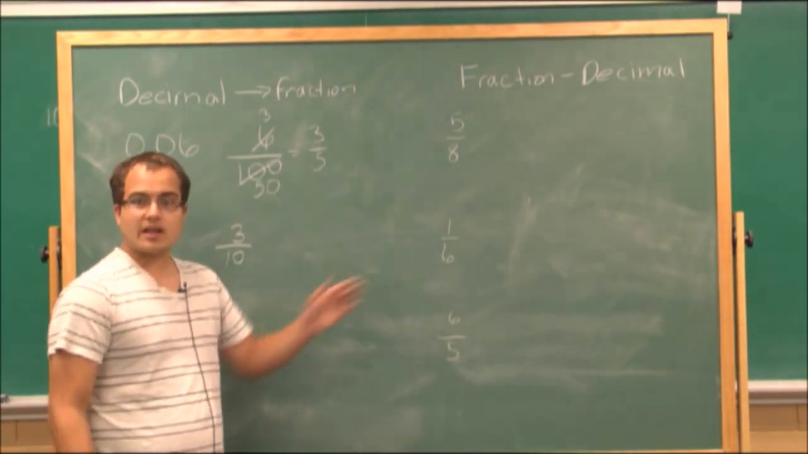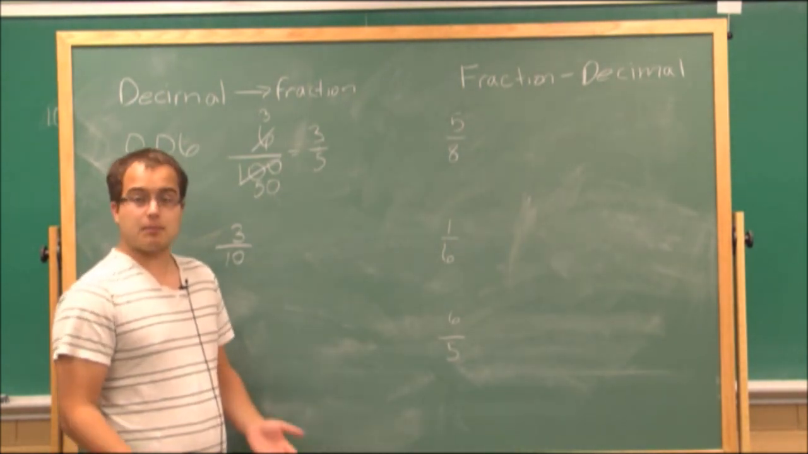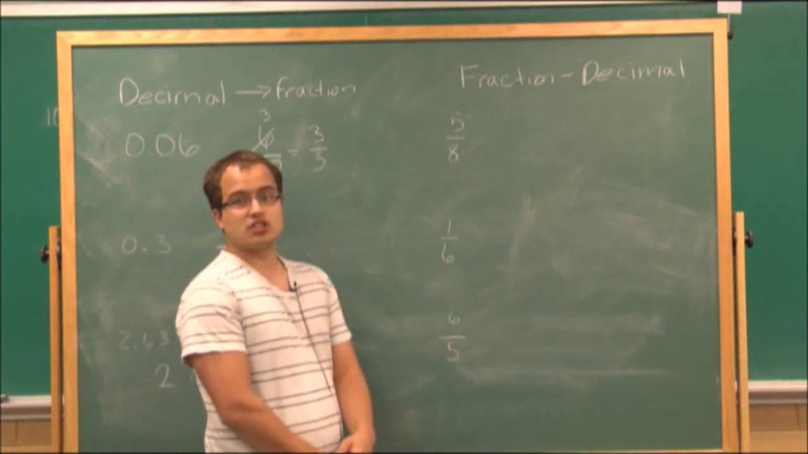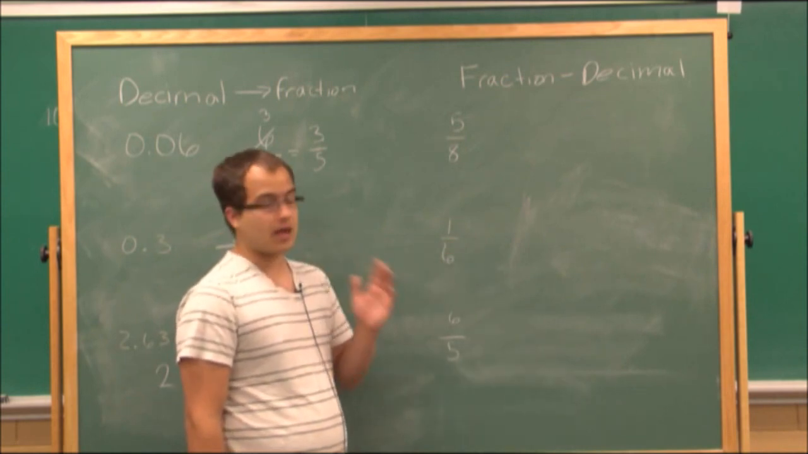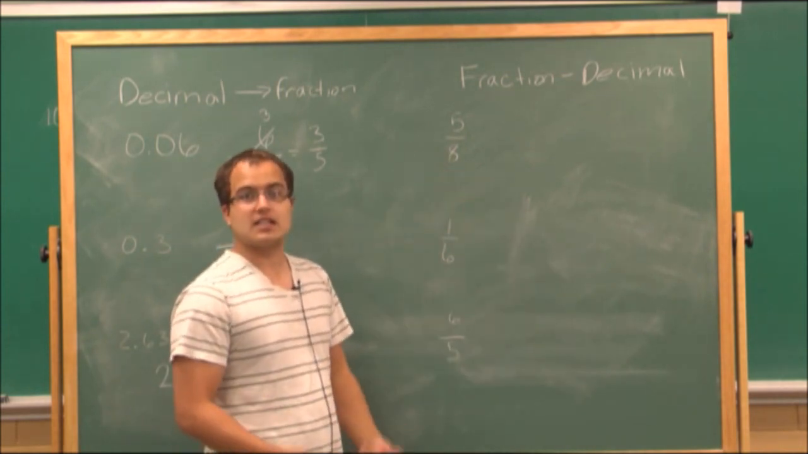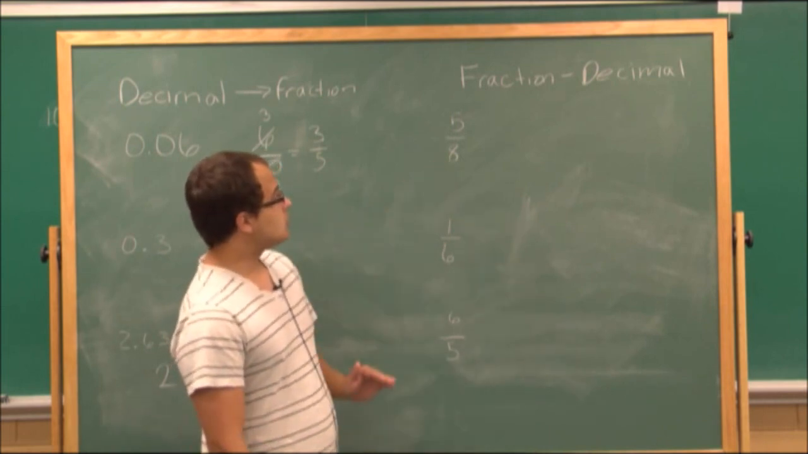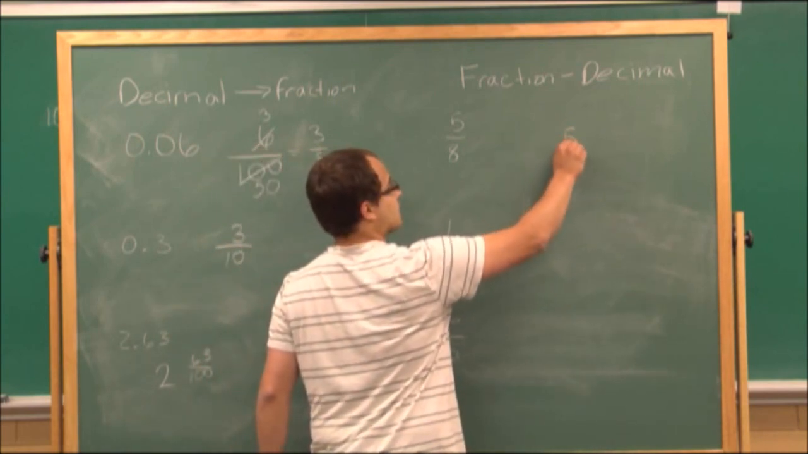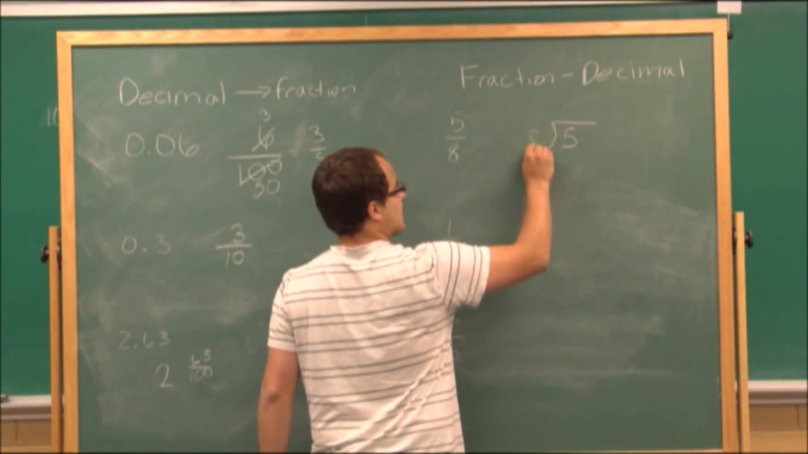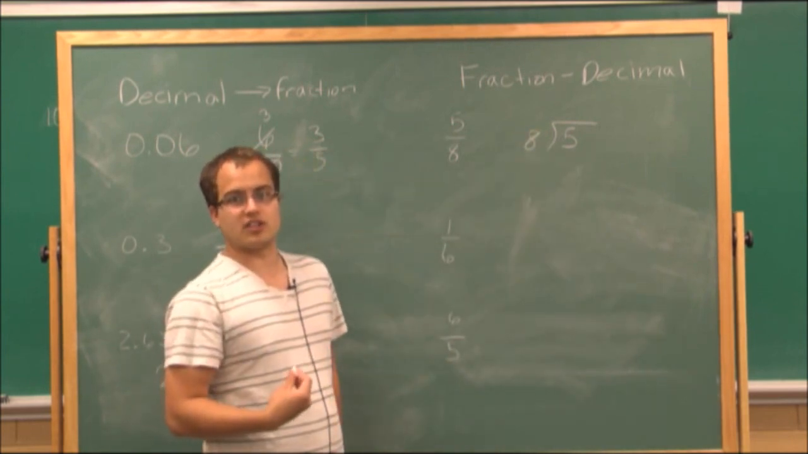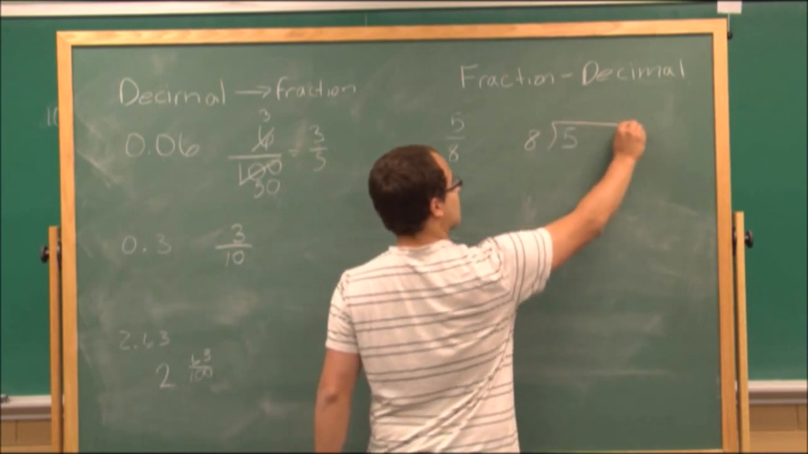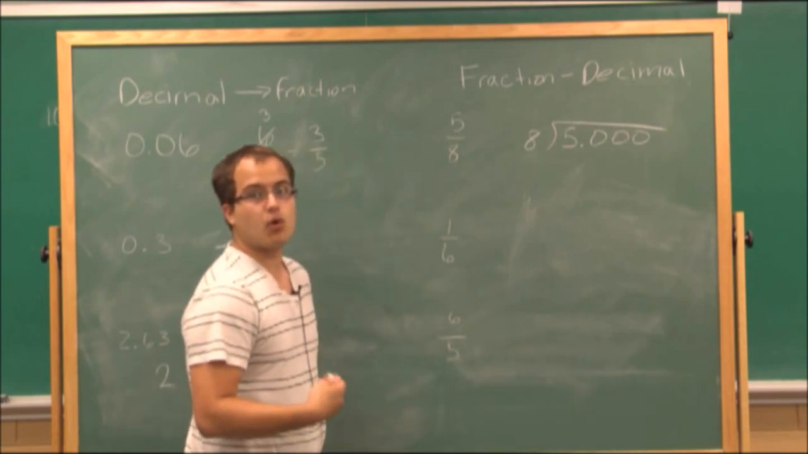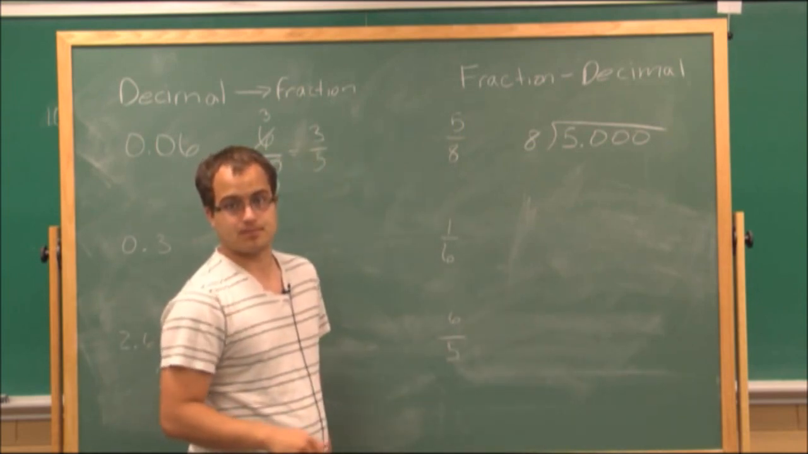Now to go from fraction to decimal is an easier process to think about, but sometimes it takes a little bit longer. How you go from fraction to decimal is you divide the numerator by the denominator, because this fraction bar is technically a division bar. So to change 5/8 into a decimal, you are going to take 5 divided by 8 and then do the long division. I don't know how many decimal places I'm going to have, but I'm just going to put 3 zeros there to start out with. If I need more, I can add them. If I need less, I can erase them.